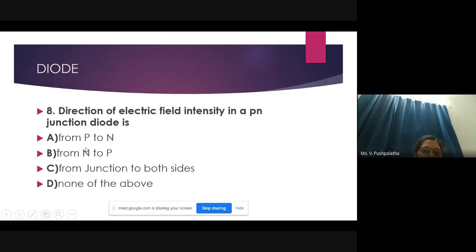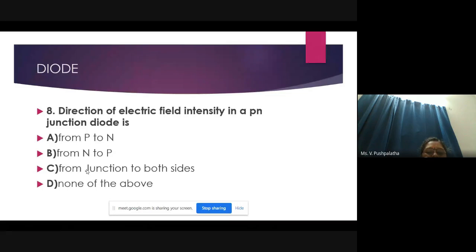You tell me. Direction of electric field intensity in a PN junction diode is from P to N, from N to P, from junction to both sides, or none of the above. Can you give me in the chat box? What will be the answer? Direction of electric field in a PN junction diode is.